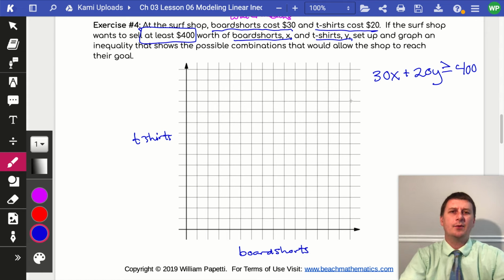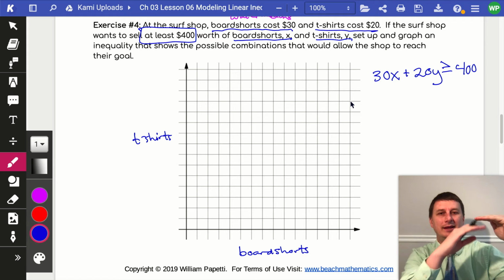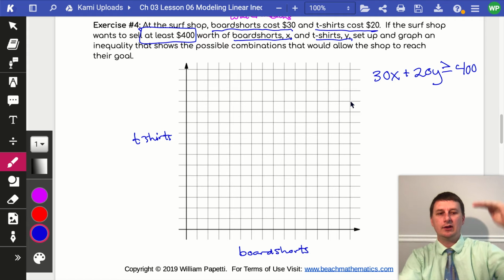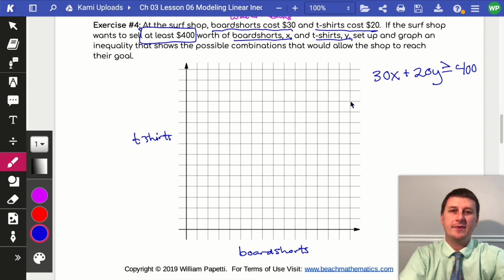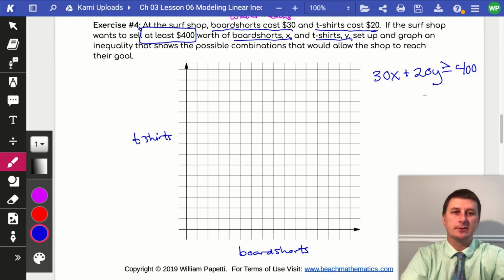It's like when you go to an amusement park and it says you must be at least this tall to ride the ride. So if you have to be at least this tall, you can't be shorter than that. It can't be less than. You have to be at least this tall or taller. Same thing with at least $400 worth here, greater than or equal to that amount.